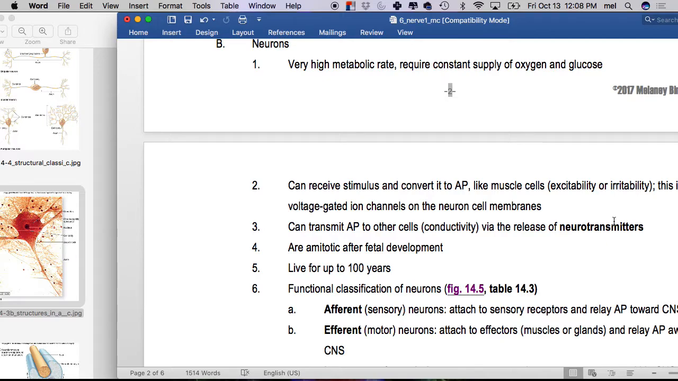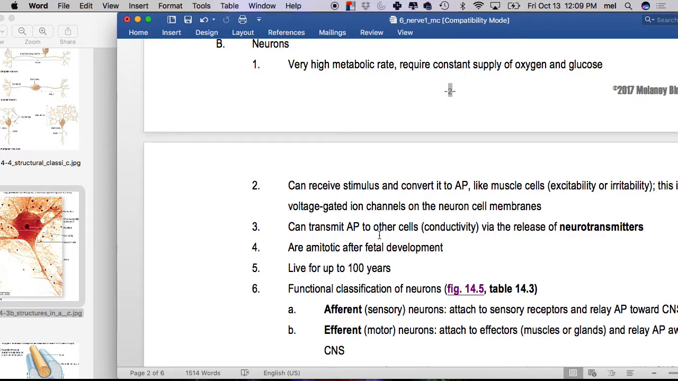So in addition to being amitotic after fetal development, that also means that they have to live as long as a person lives, yes? Which, I don't know, the oldest person the last time I looked it up was 123. What the hell are you going to do at 123? Like, who are you going to hang out with, really? Everybody you've ever known is dead. So you don't keep all of them. You keep a lot of them, though.